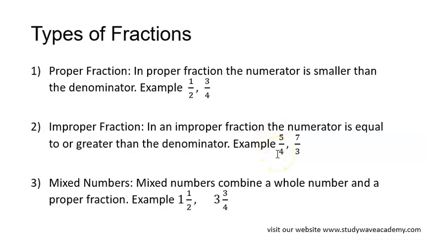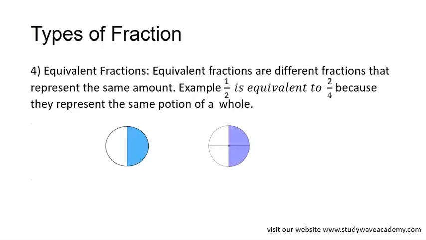Do we understand that? We have what is called mixed numbers. Mixed numbers combine a whole number and a proper fraction. Okay, a whole number which is 1 and a proper fraction 1/2. A whole number which is 3 and a proper fraction 3/4. Do we understand that? These are the types of fraction. Then we also have the equivalent fraction as a type of fraction. Equivalent fractions are different fractions that represent the same amount.